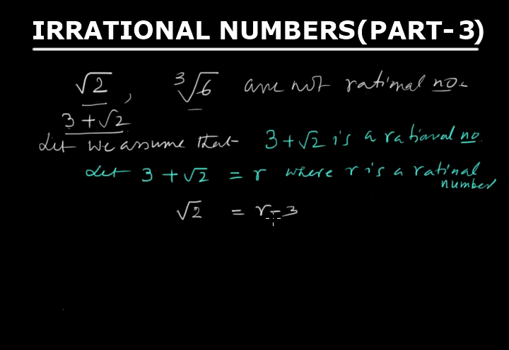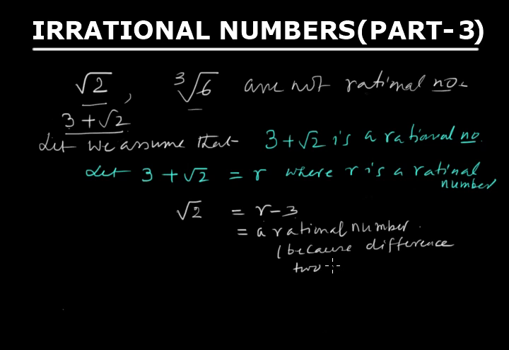Now, what about r minus 3? r is a rational number and 3 is a rational number. And so, this is a rational number, because the difference of two rational numbers is a rational number. Like 3 minus 2 is 1, which is a rational number.